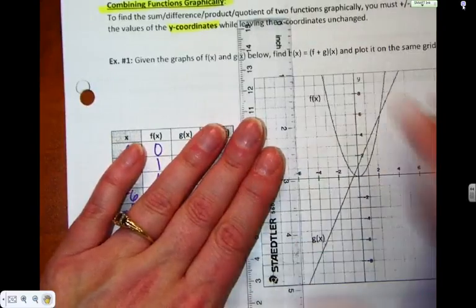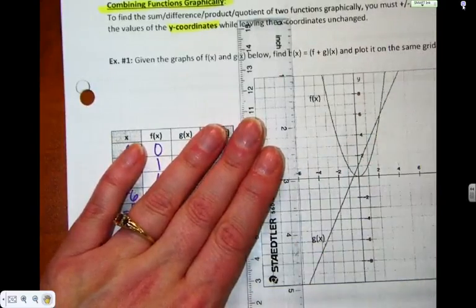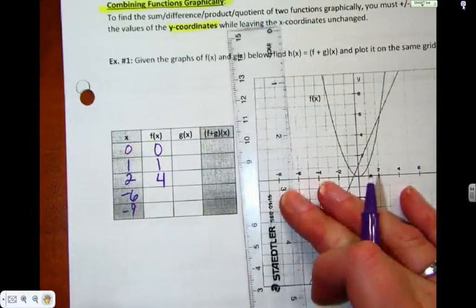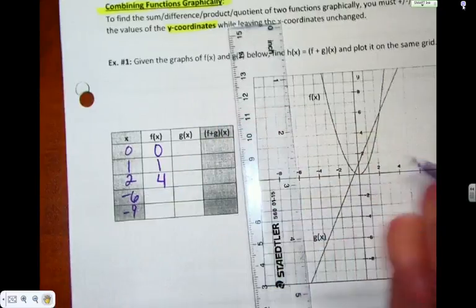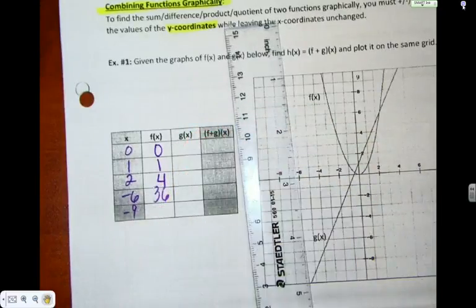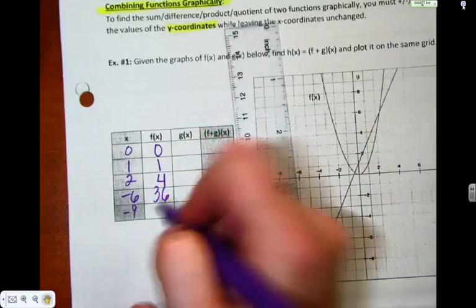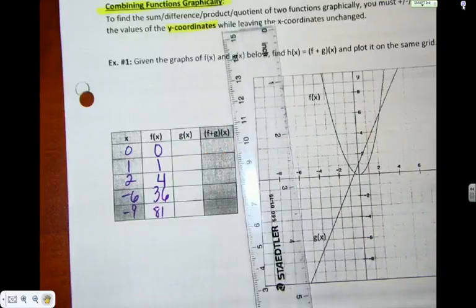So it's off our graph, but if we look at the shape of the parabola, we know it's just the base parabola. So we can use a little bit of logic to say negative 6 squared is going to be 36. And negative 9 squared is going to be... So in hindsight, probably not great values, but it's okay. We can pick any value we want.